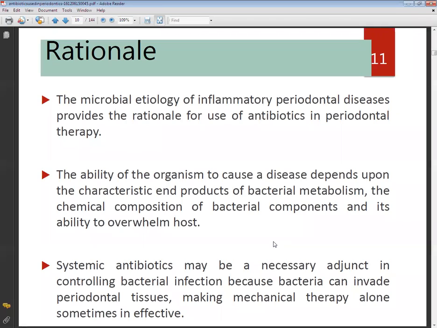host. Systemic antibiotics may be a necessary adjunct in controlling bacterial infection, whatever bacteria have invaded the periodontal tissues, in addition to your mechanical therapy. So, in addition to mechanical therapy, systemic antibiotics may also be used and it will be beneficial for the host.